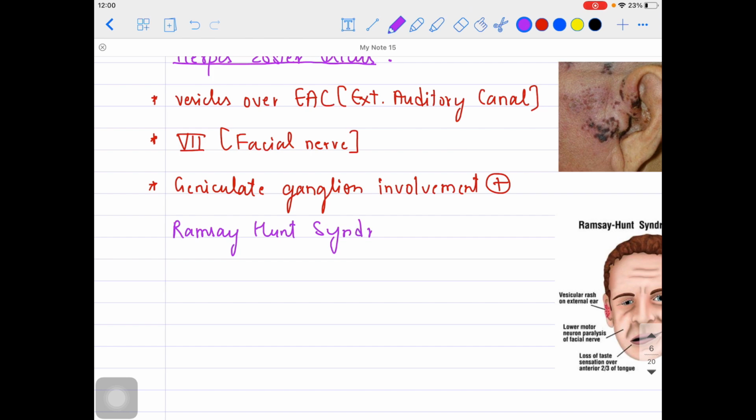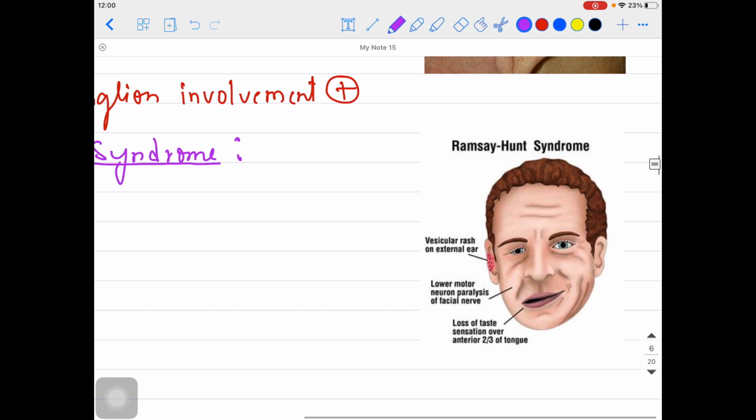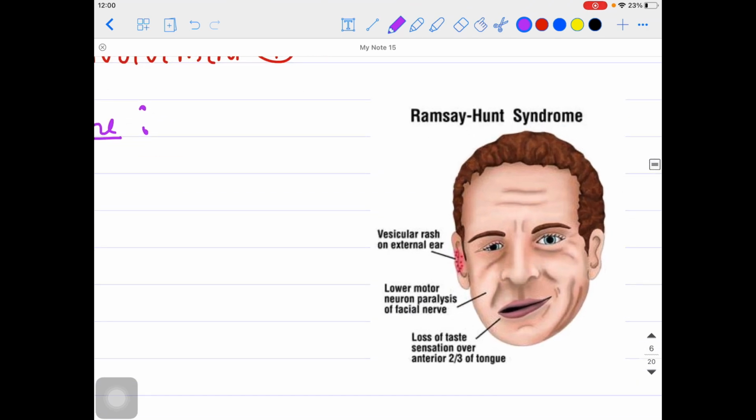Ramsay-Hunt syndrome has a triad basically, and let's talk about that triad as well. You can see the triad on your screen right now. Here you are seeing the vesicular rash on the external ear, that is the first point. Secondly, you will see paralysis on one side, so that is facial nerve involvement. Here we have facial nerve palsy, a lower motor neuron palsy of the facial nerve. And the third thing you can see is that there can be loss of taste sensation over the anterior 2/3 of the tongue.